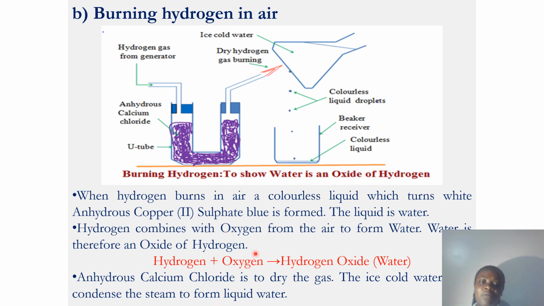So, we say hydrogen combines with oxygen from the air to form water. Water is therefore an oxide of what? An oxide of hydrogen. This is the reaction that is taking place there. Hydrogen plus oxygen to give us hydrogen oxide. Anhydrous calcium chloride is used to dry the gas, we have said that, and then the ice cold water condenses the steam to form liquid water. So that is the explanation for burning hydrogen in air.